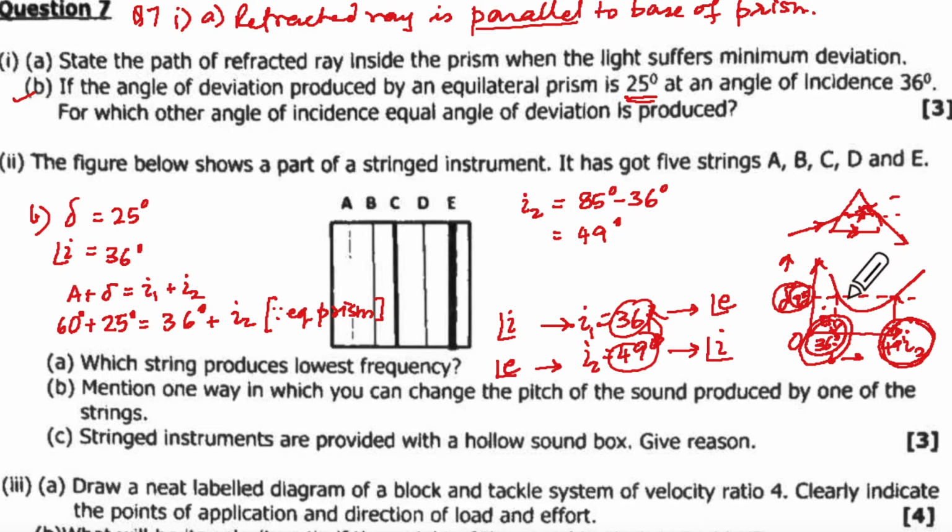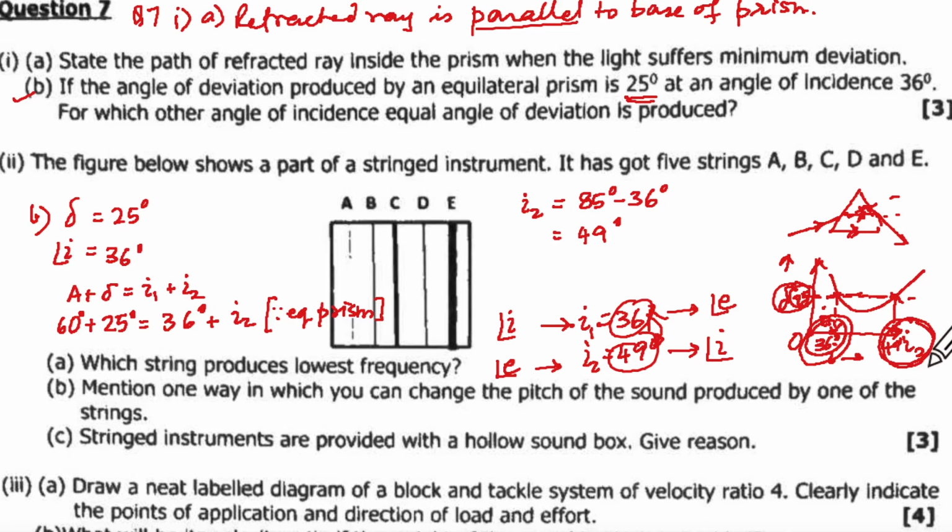For each delta you have, if you take for this delta, you will have just, can you remove this? It's shining. The glare is coming in my eyes. So for this delta, there are two values of angle of incidence. So one becomes the angle of incidence, the other becomes the angle of emergence.